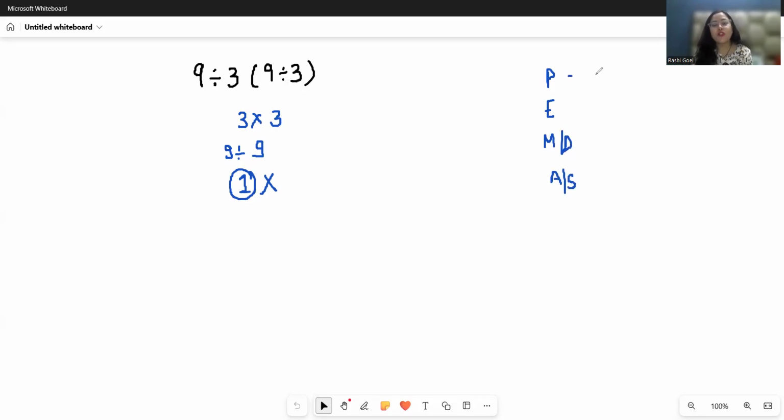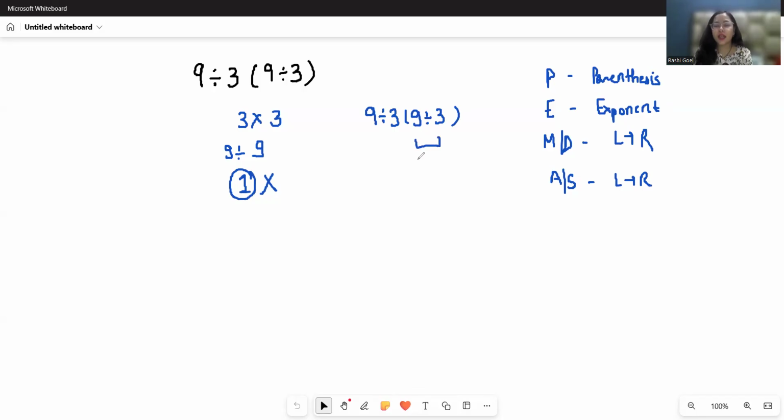In the PEMDAS rule, first you have to solve the parenthesis, then exponent, then multiplication and division, both have the same priority, just solve them from left to right. Then addition and subtraction have the same priority, just solve them from left to right. Now rewrite the expression and solve it with the help of the order of operation, the PEMDAS rule.